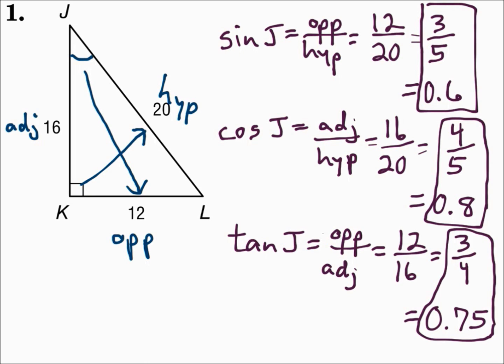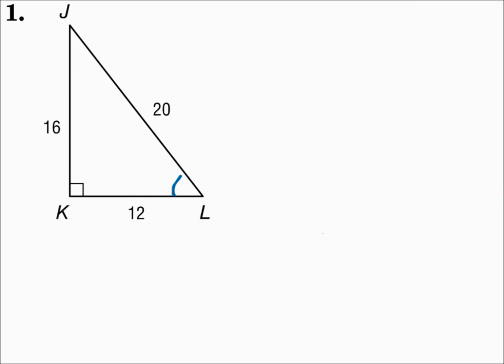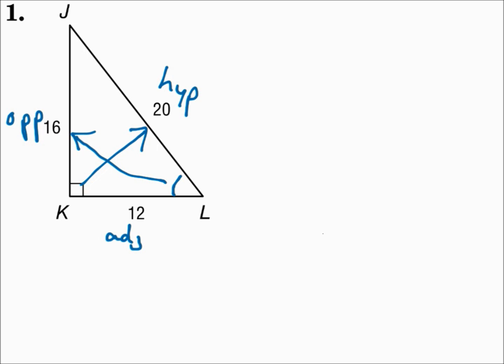Now let's do the same thing for angle L. I'm going to have to re-identify my sides. With angle L, the side across from that angle is opposite. Before, 12 was opposite, but that was opposite angle J. Now 16 is opposite, which is opposite angle L, which is what I'm using now. The side across from the right angle is the hypotenuse, and the leg next to angle L is adjacent. Now let's find sine, cosine, and tangent using the formulas they give you.